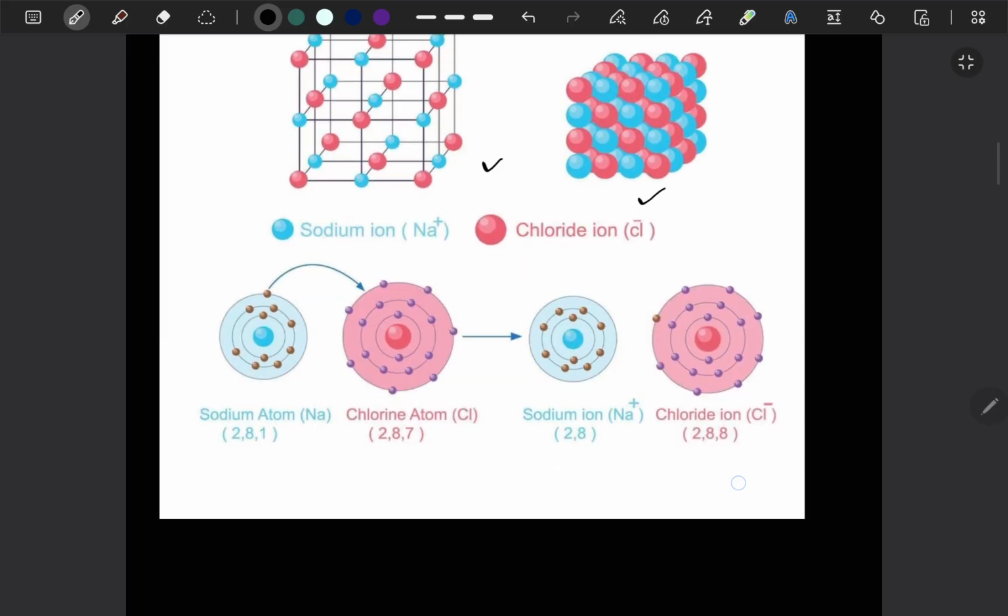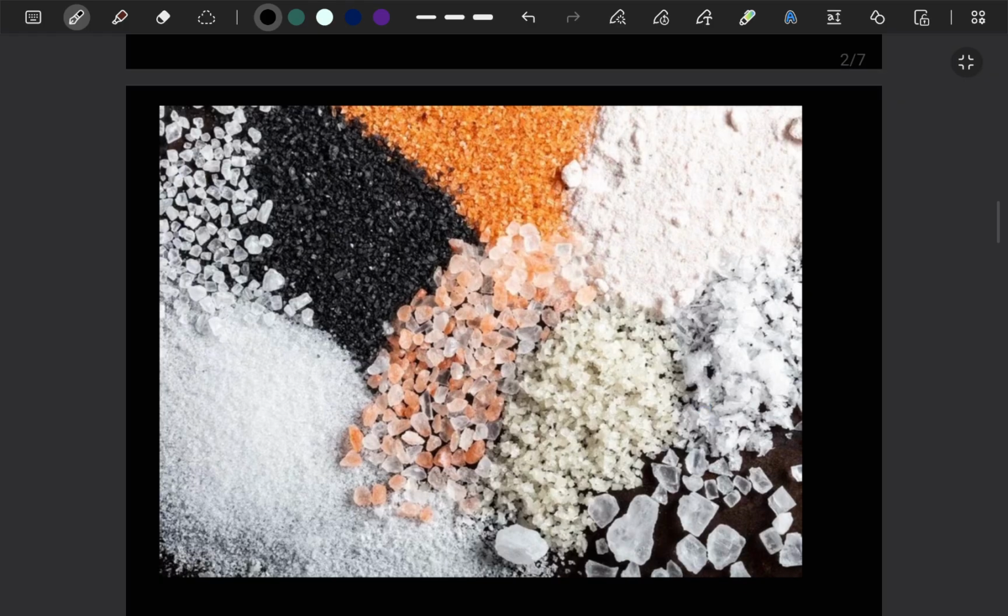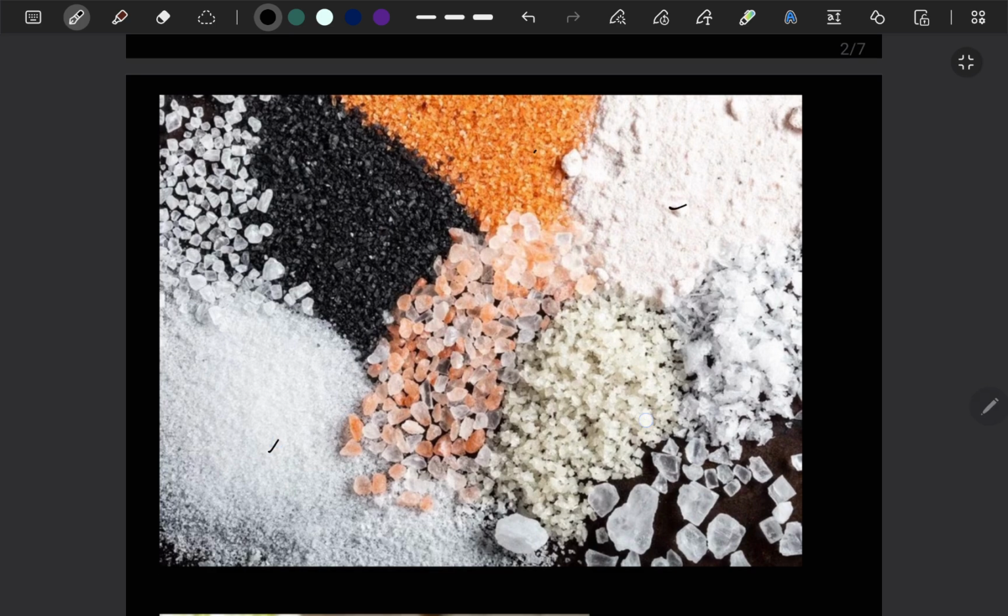You see here? Okay. Now you can see the different types of salts which we eat. Clear? Each salt that is formed by the formation of an ionic bond is not edible. I am talking about the sodium chloride which we eat. But here you can see different colors. Primarily all these are sodium chloride. The different colors come from the trace minerals.